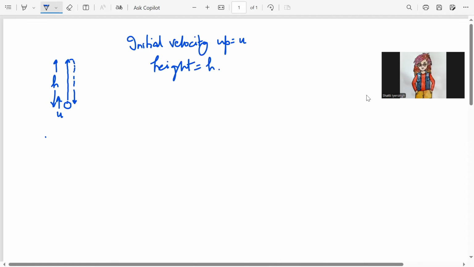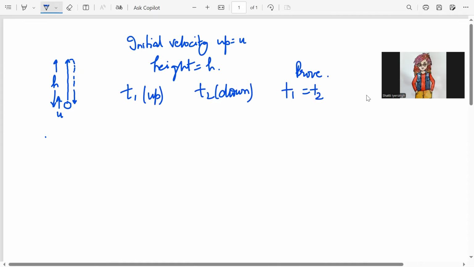Now, let us say it takes a time t1 to reach up and a time t2 to go down. And our aim here is to prove that T1 equals T2. So we're going to prove this. All right, so let's get started.